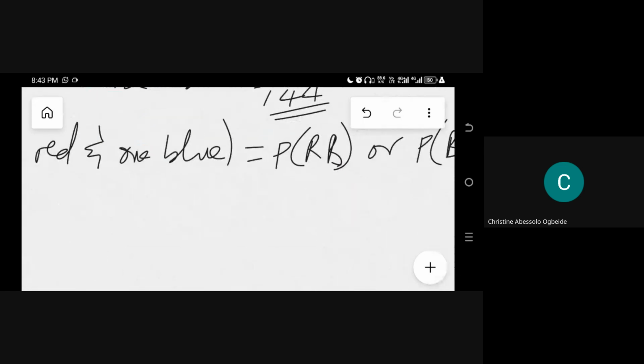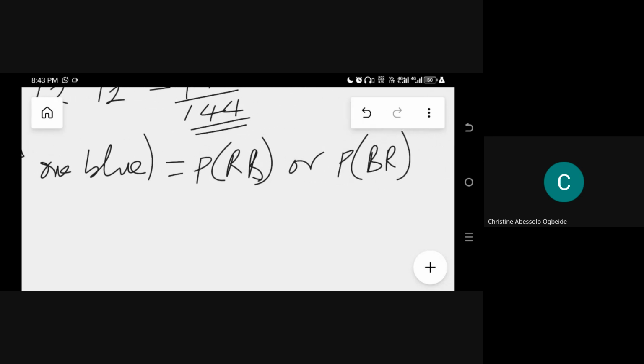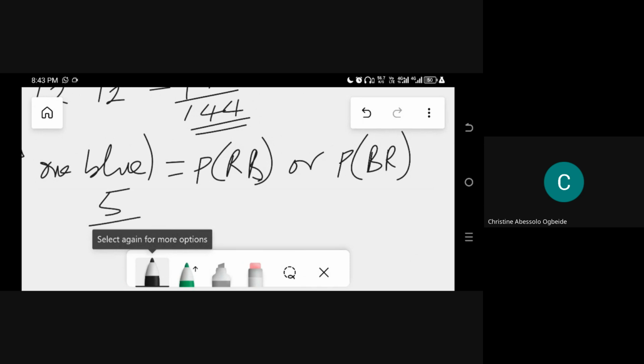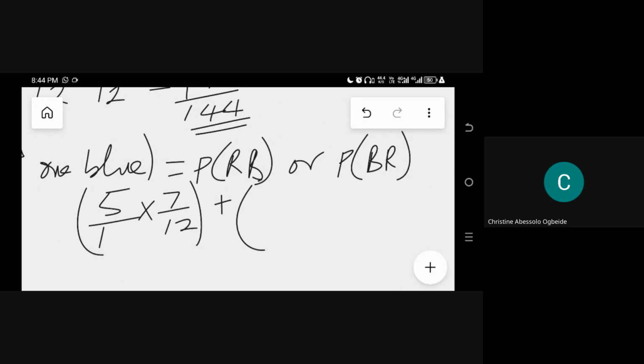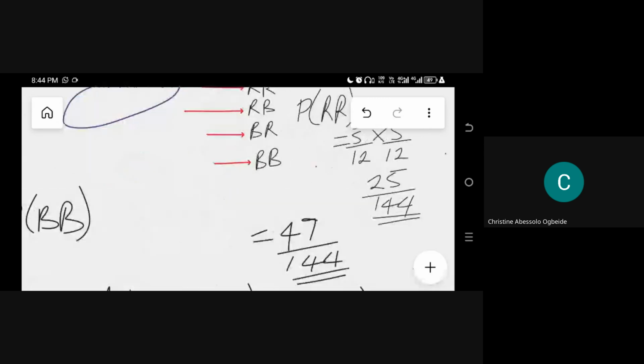So come here. Since it is one is red, one is blue, we said it's the probability of red and blue or blue and red. So for red and blue, we got 5 over 12 times 7 over 12. Then or means plus, so I have to say plus. Then blue and red, we'll go back to check for blue and red.